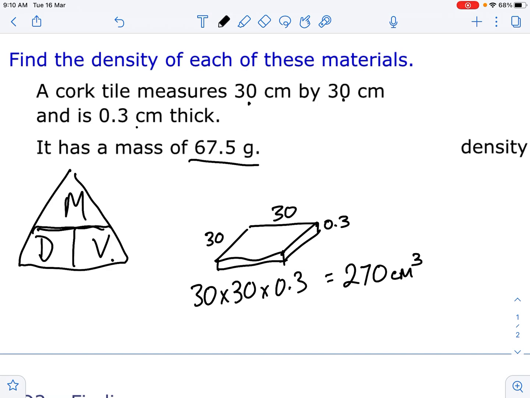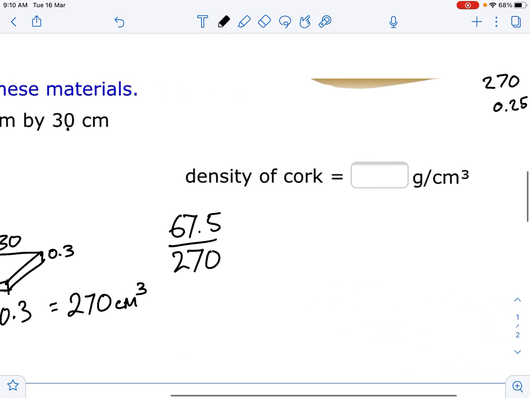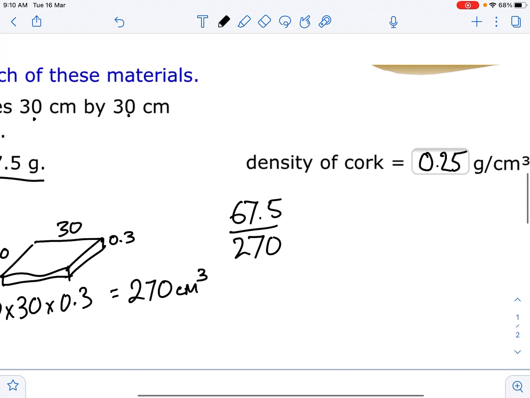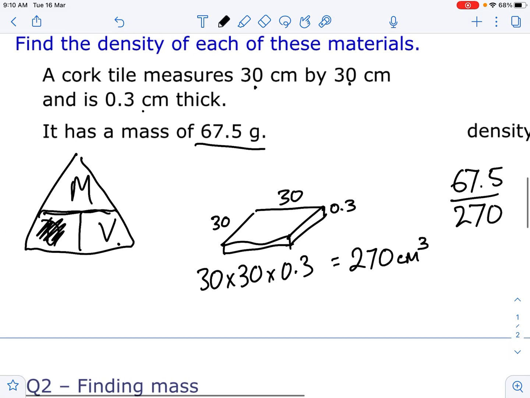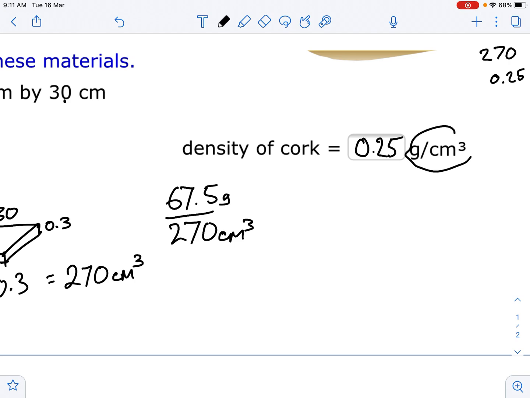Now we've got a volume, we cover up the thing we're looking for. So mass 67.5 divided by volume 270, and that gives us 0.25 grams per centimetre cubed. So you find the volume and then you plug it in, mass divided by volume. All you had to do was that divided by that. And again, the clue here is in the units, grams divided by centimetres cubed.